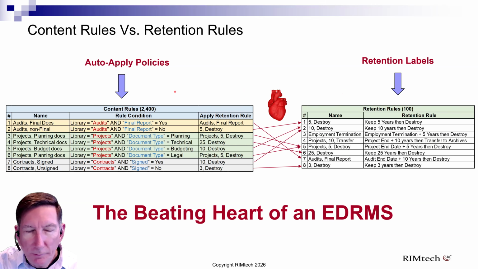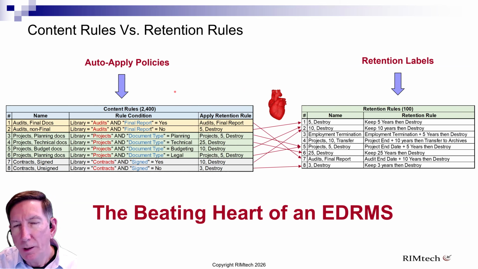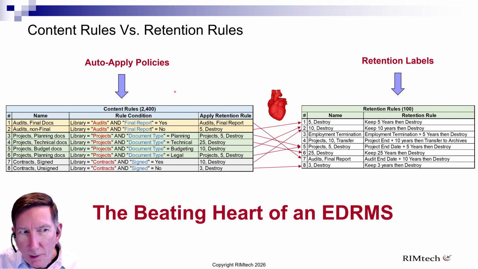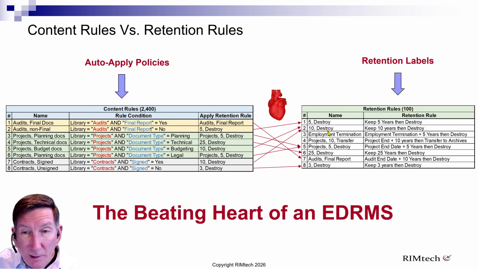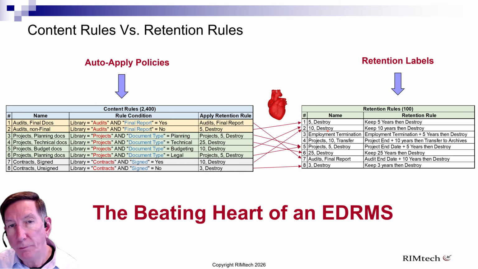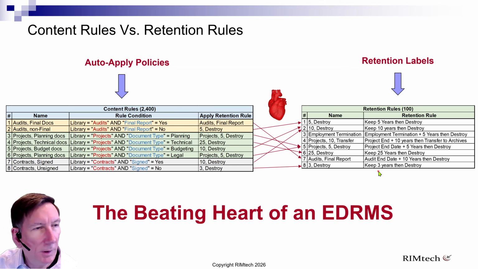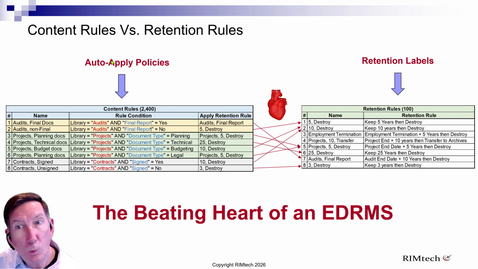Now this, one of my favorite slides, this is the beating heart of an EDRMS. If you understand this one slide, you're miles ahead of the game, okay? So we have auto-apply policies on our left, which I refer to generically as content rules, and we have retention rules on the right, okay? How many rules on the right? 50 maybe? Worst case, 100, because they're all just mathematical permutations that are different from the others. So there's not a lot, maybe 50 of them. You could pump these into Purview in an afternoon easily, okay? This is where the work lies. You have to create content rules that do something with those retention rules.